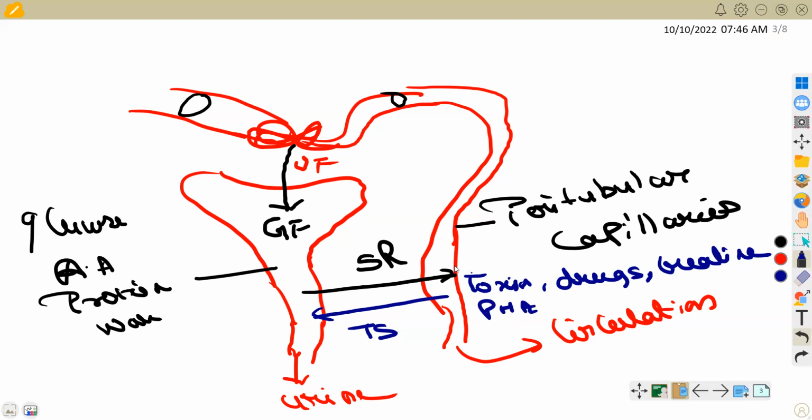Okay, so these are the toxic waste which should not at all be given into the circulation, rather it should be given into the urine, discarded out of the body, and this is how tubular secretion is occurring. And these peritubular capillaries are what? They are secreting this inside the renal tubule so that it should be discarded out in urine. So this is how the three steps of urine formation, you can say physiology of urine formation.